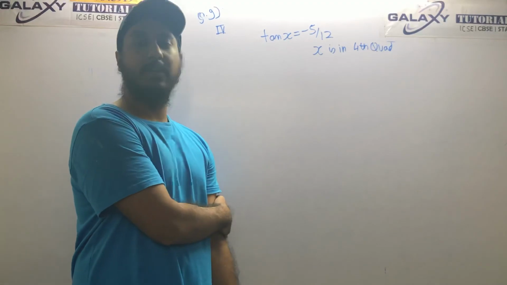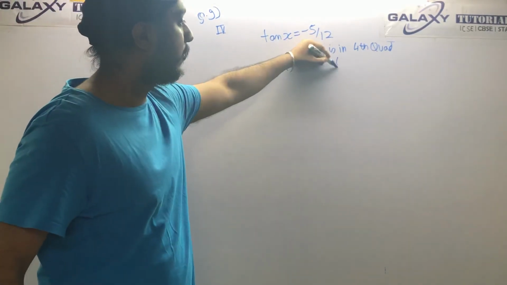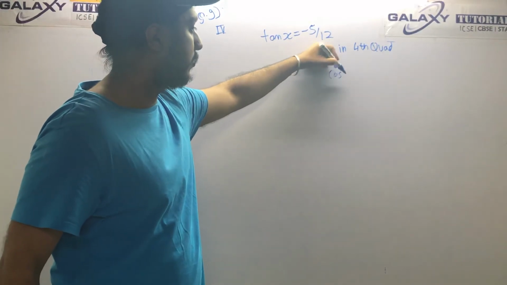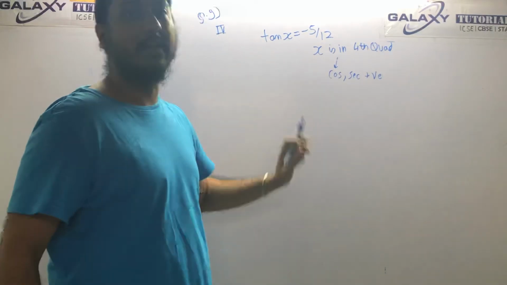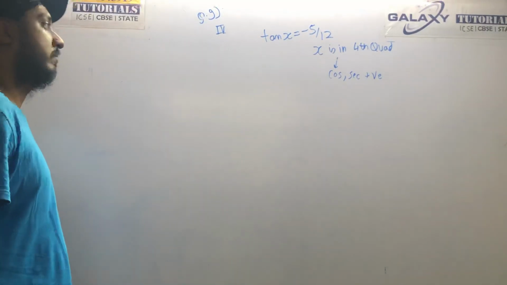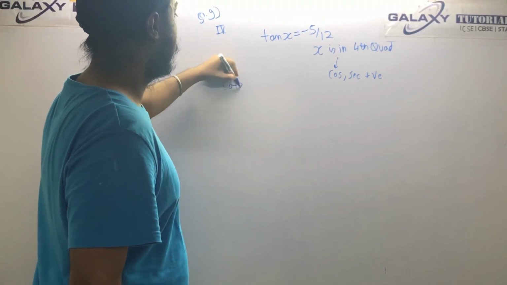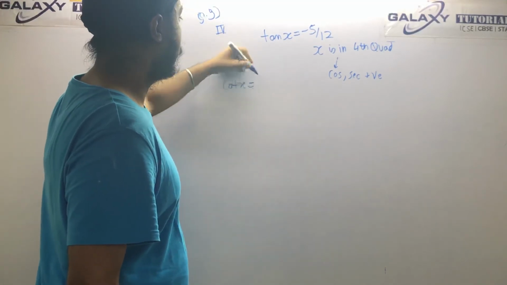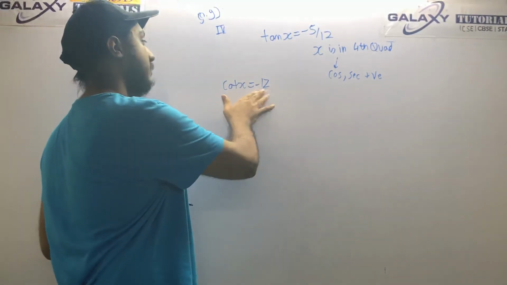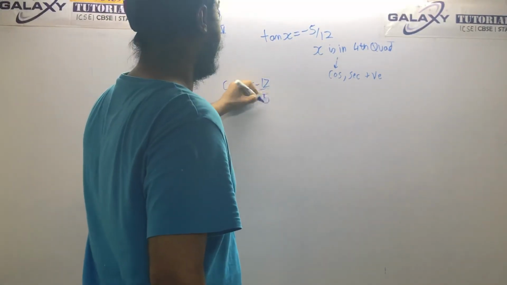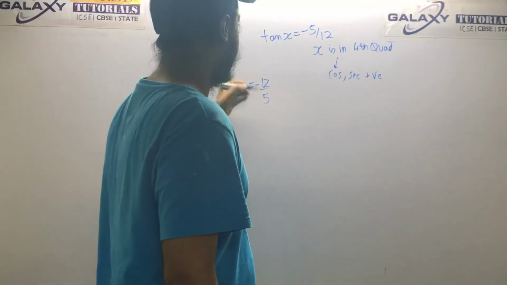So what does the author mean by this? In the fourth quadrant, which values are positive? Cos and sec are positive, the rest are all negative functions. Now tan x is minus 5 by 12, cot x will be how much? Minus 12 by 5. Yes. Now you know two values. So next you can find out sec.